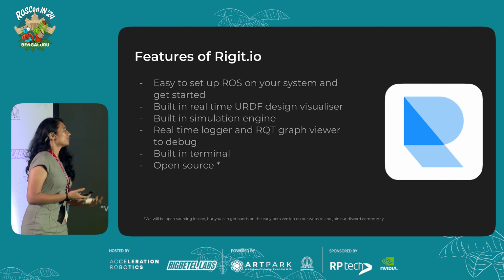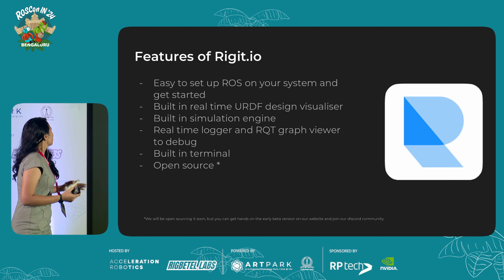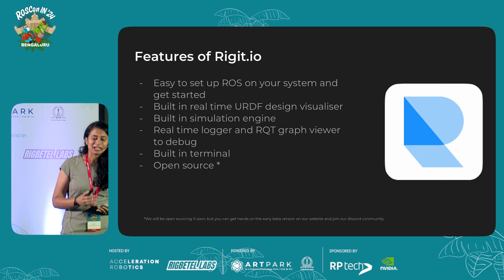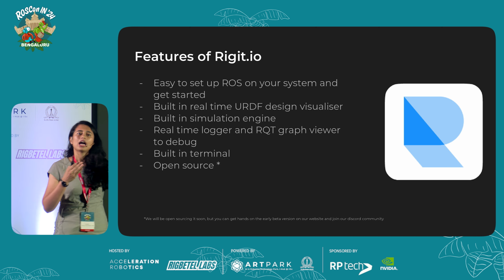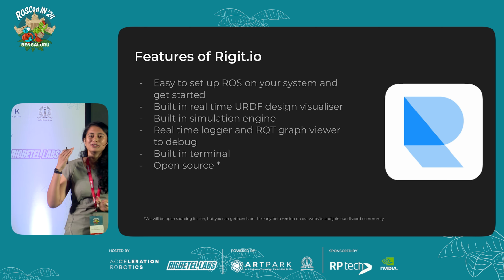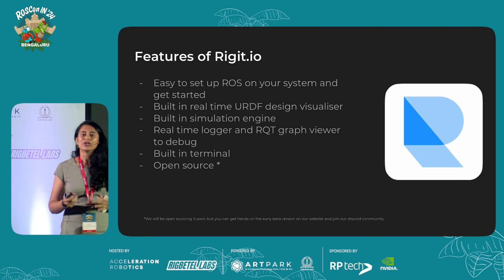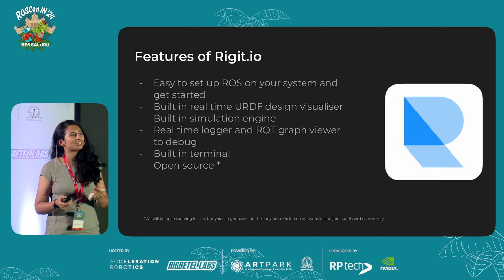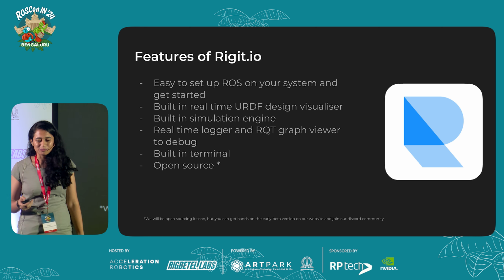These are the features which we basically wanted to resolve using Rigit. Make the entire ROS setup easy, and have the URDF preview, real-time feedback, as well as the RQT graph, the visualizer, and all the debugging tools in one platform for you to see, observe, and debug. And a terminal, so you don't have to switch, for you to teleoperate.